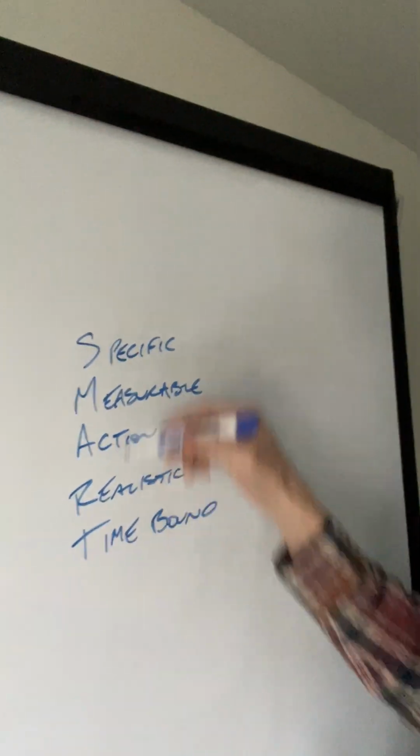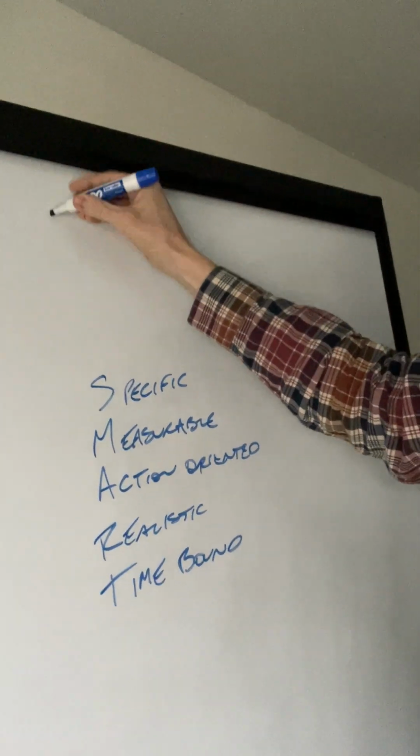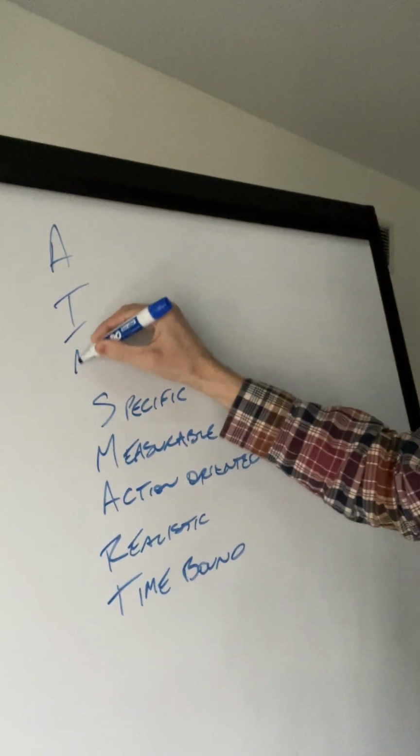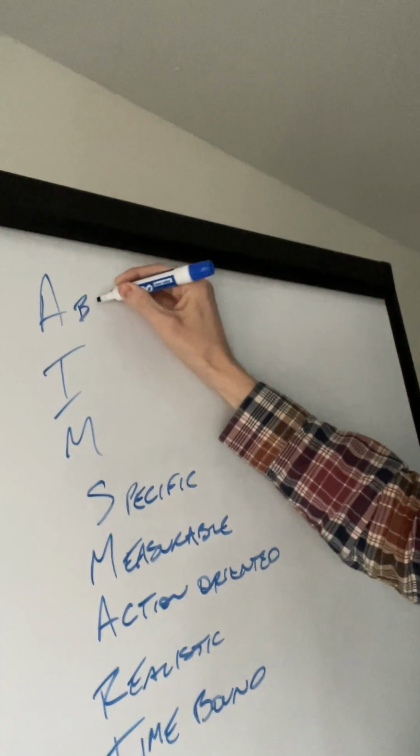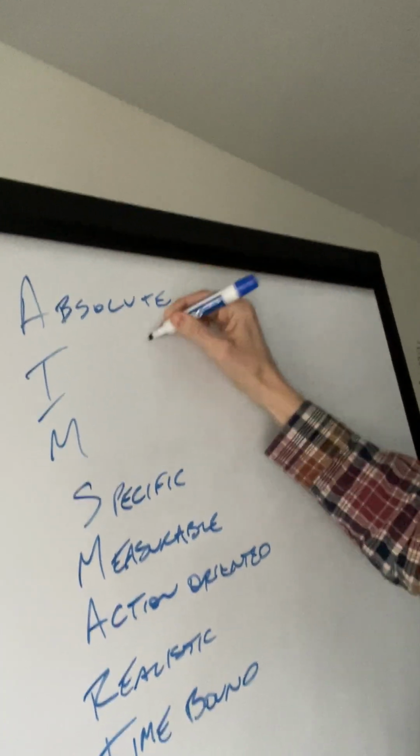And so this tool that I learned back in my coach training a few years back builds on this idea of a SMART goal and it adds AIM to it. And the way that AIM works is the A stands for absolute minimum.